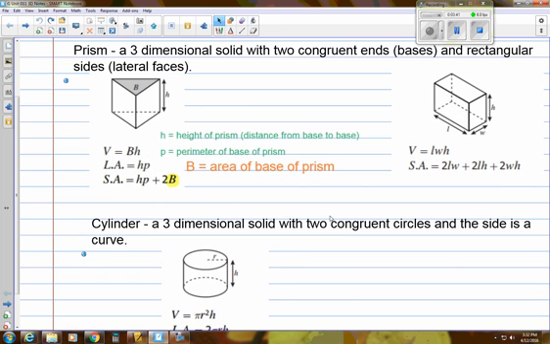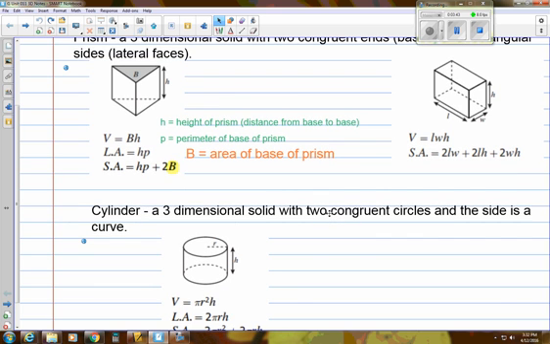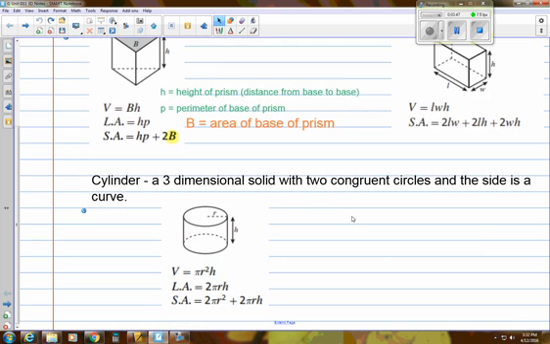All right, a prism is just one of the 3D figures we're going to talk about today. The other one is the cylinder. And a cylinder is, I think we all know what a cylinder is. It's a 3D solid with two congruent circles, sometimes ovals, but we'll never see those in this year's geometry. And the sides are a curve all the way around.